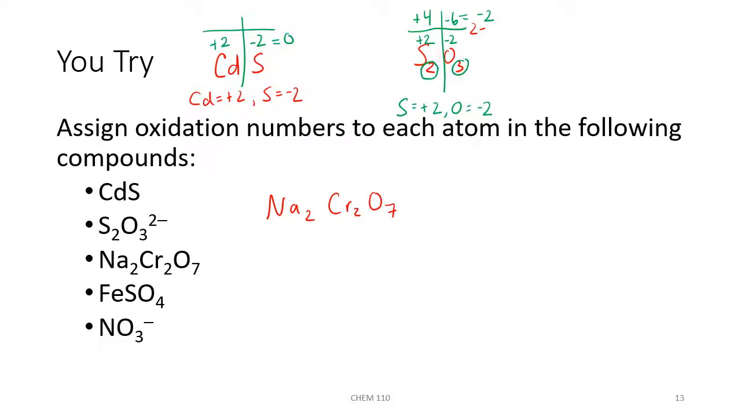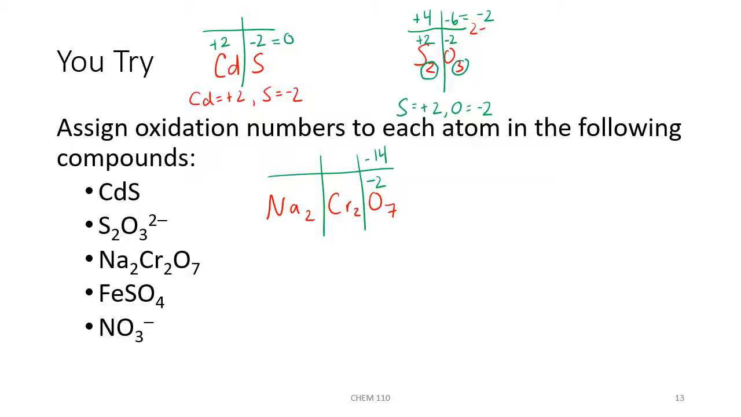Na2Cr2O7, the name of that is sodium dichromate. We're going to want to break this up into the 3 elements, sodium, chromium, and oxygen. We have a rule for sodium and we have a rule for oxygen. Oxygen's -2 in a compound. There's 7 of them, so the total is -14.